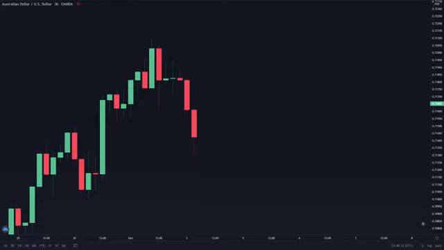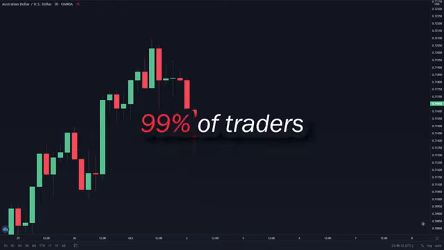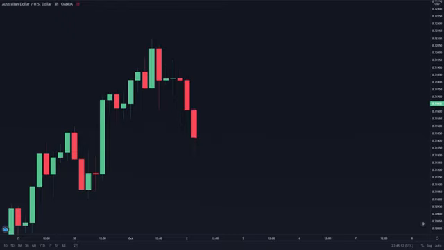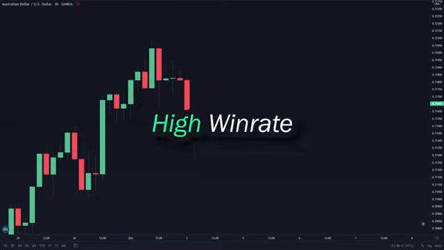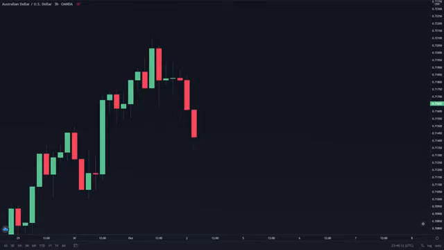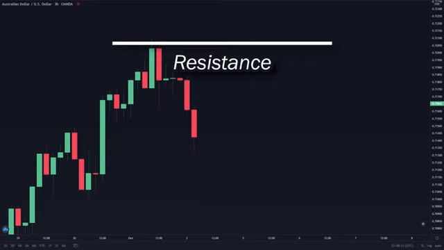Support and resistance is the most important technique to master when trading using technical analysis, yet 99% of traders still get it wrong. So why is it very important to understand? It's because once an area of support or resistance has been identified, it can serve as a potential high win rate trade opportunity. Like in this example, in this chart, we can spot that there's an area of resistance here as prices went up to this level and reversed downwards.